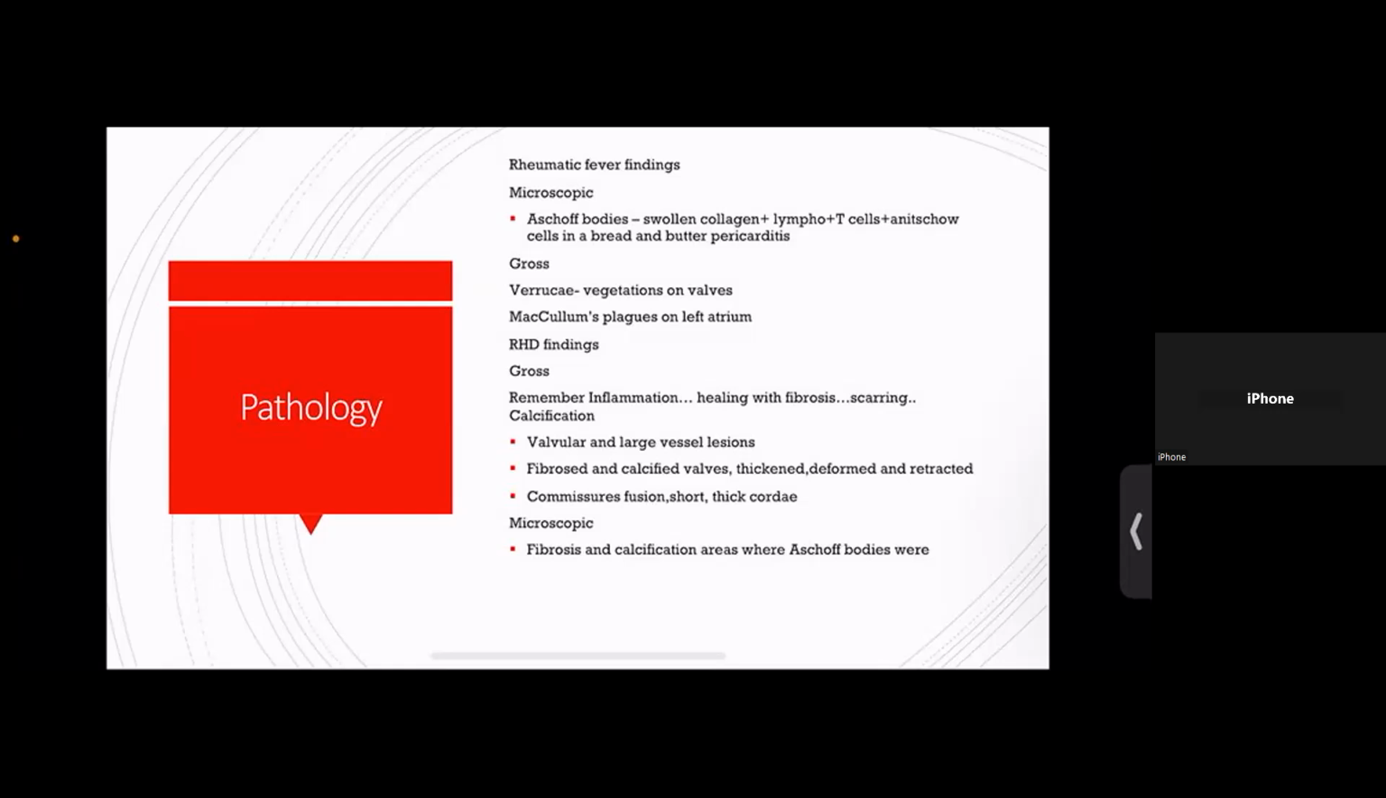Then what are you going to find in rheumatic heart disease? Remember, in rheumatic fever we have inflammation happening. Then there is healing with fibrosis. That is what happens in the late stages of the disease, and that is what we refer to as rheumatic heart disease. So what do you find grossly? Grossly, we are going to find scarring and calcification. Because when you're having fibrin getting deposited, and then the transformation of the fibrin into calcium deposits, because we are healing with fibrosis.